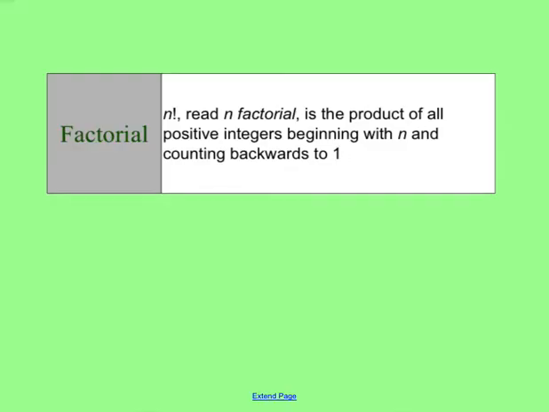So a factorial, or n factorial, is the product of positive integers beginning with n and counting backwards to 1. So let's take a look at an example. If you had something written and it said 5 factorial, all that means is you're going to take 5 times 4 times 3 times 2 times 1. Now, obviously, we're going to start at 1, right? We don't want to go all the way down to 0. That wouldn't make any sense. If we went all the way down to 0, then we'd be multiplying by 0, and we wouldn't have an answer. So, let's just not do that, okay?